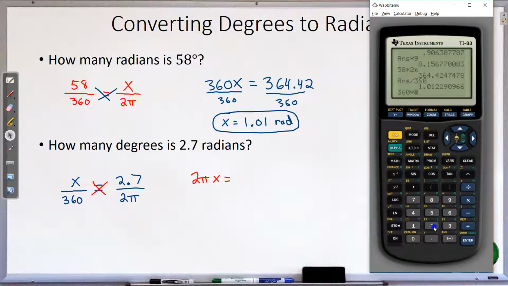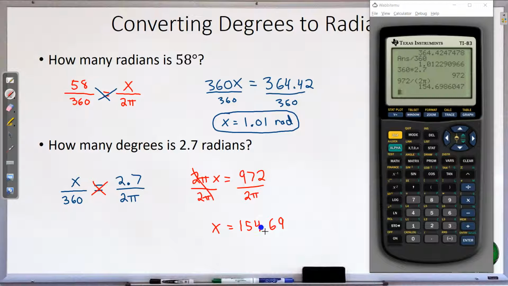360 times 2.7. So 972. Now I've got to divide both sides by 2 pi. And x is equal to, now I think you have to be a little careful when you type it into the calculator, 972 divided by 2 pi. Got to put that in parentheses there. We get 154.69.